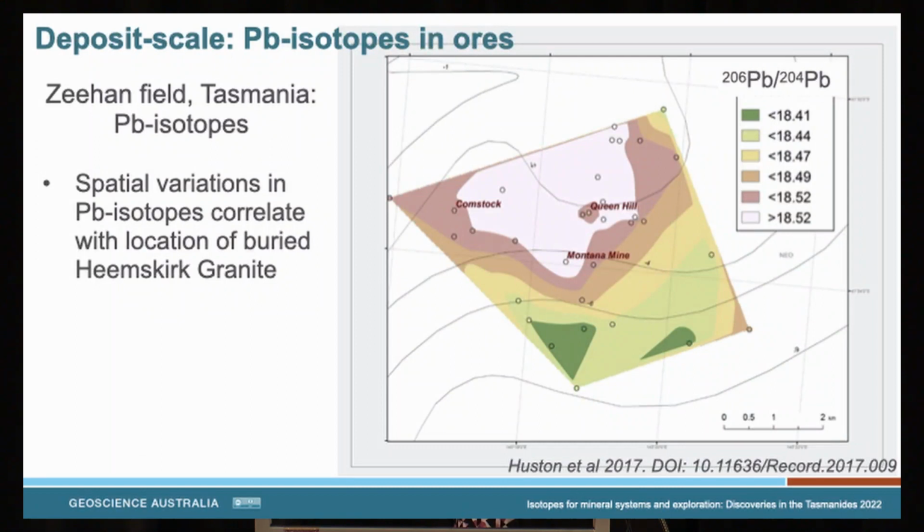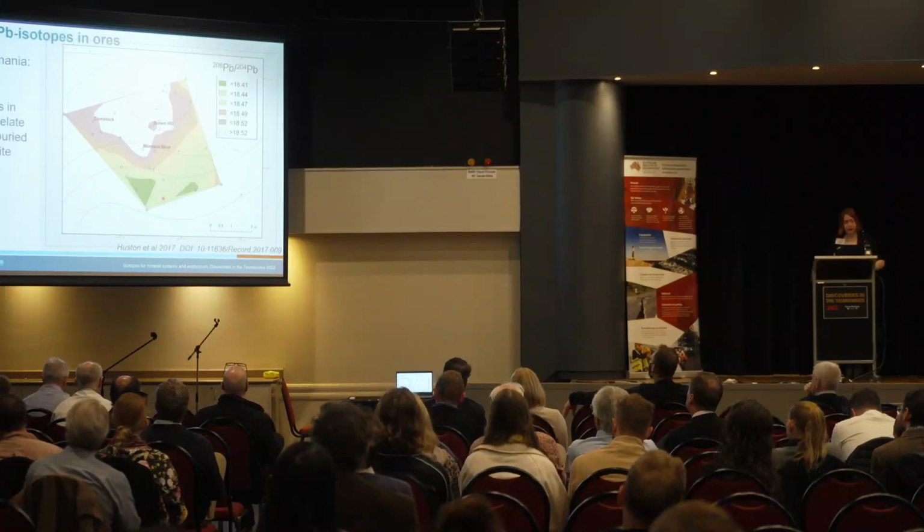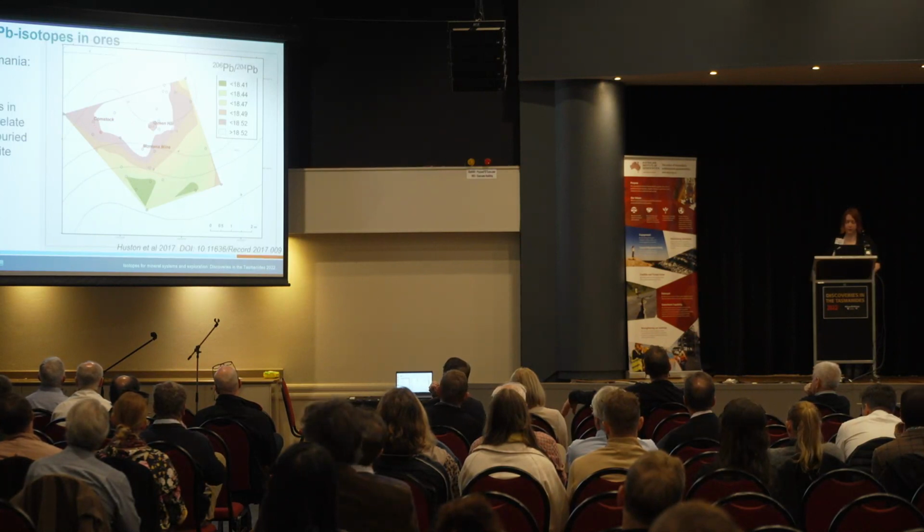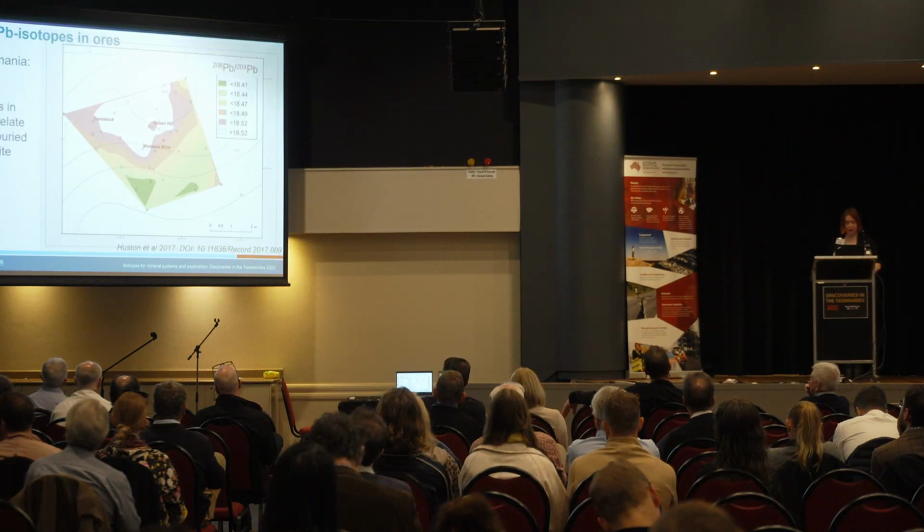And the lead isotopes look as such. So they're slightly higher to the north, slightly lower to the south. And separately, the Heemskirk granite has been isotopically characterised and found that it has higher lead. So the interpretation of this is that the lead isotopes are reflecting the influence of fluids associated with that granite in the region of the deposits, and then the influence is diminished as you move away.